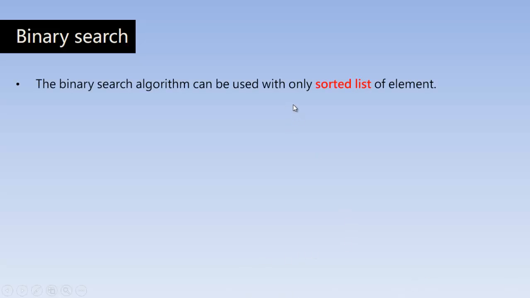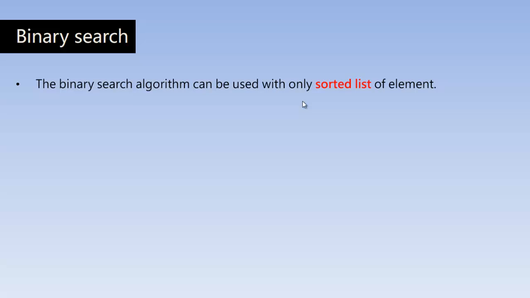In the binary search, we are going to divide the search list into two parts. We divide the entire list into two parts, and we start by analyzing the middle element every time. The binary search algorithm can be used only with a sorted list of elements, because whenever we search for an element using binary search, it divides the list into two parts at the middle element. If the searching element is less than the middle, it will be in the left part of the list.